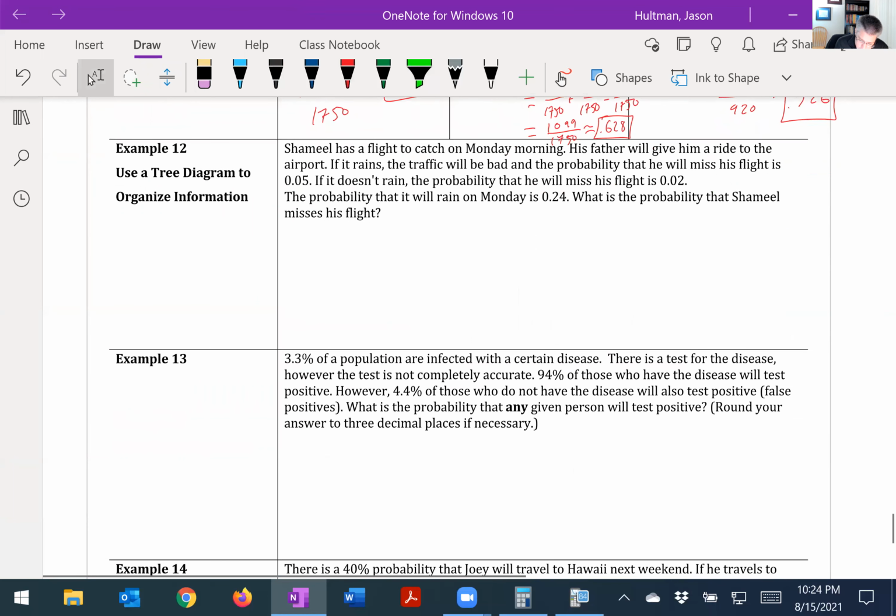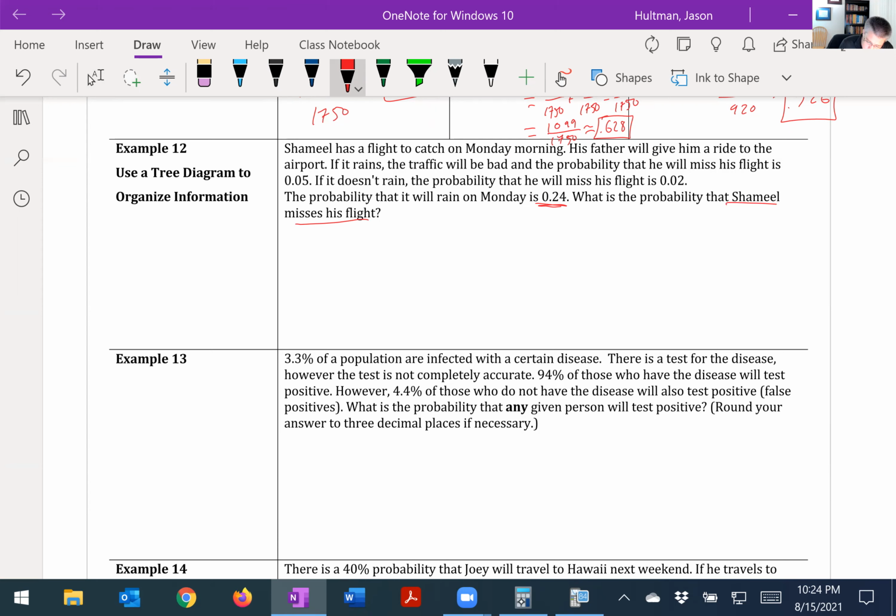Okay. Shamil has a flight to catch on Monday morning. His father will give him a ride to the airport. If it rains, the traffic will be bad, and the probability that he will miss his flight is 0.05. If it doesn't rain, the probability that he will miss his flight is 0.02. The probability that it will rain on Monday is 0.24. What is the probability that Shamil misses his flight?